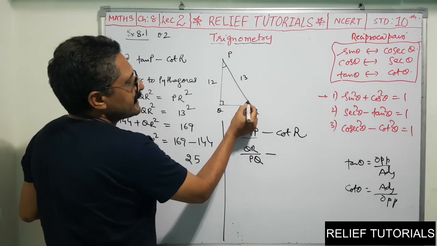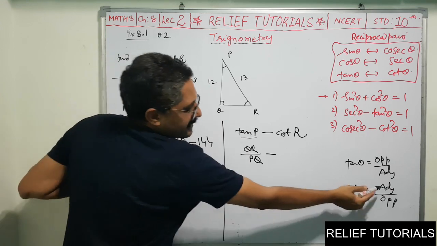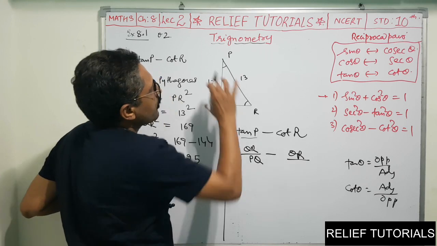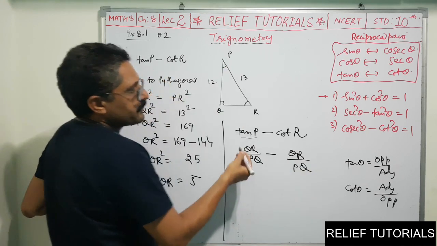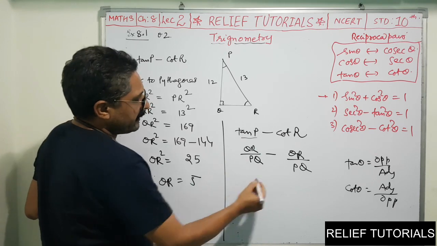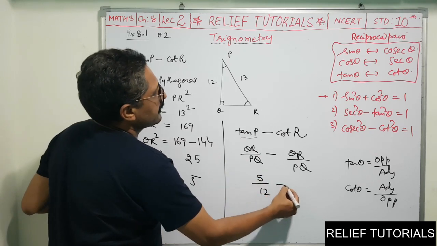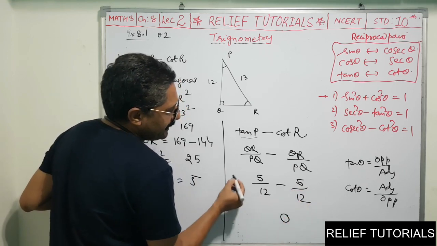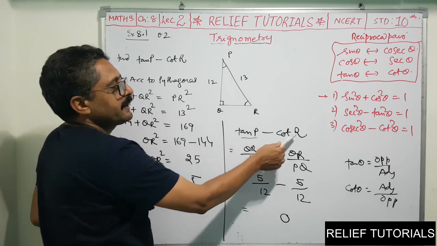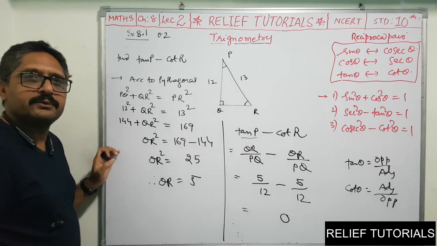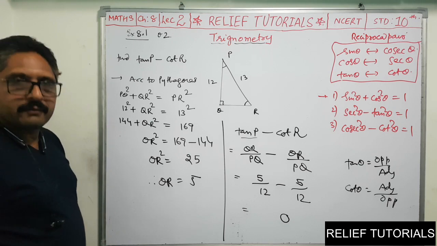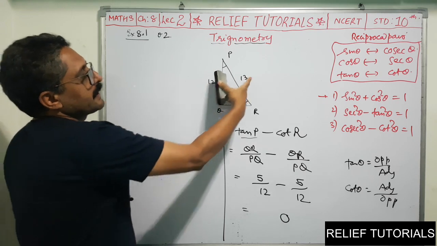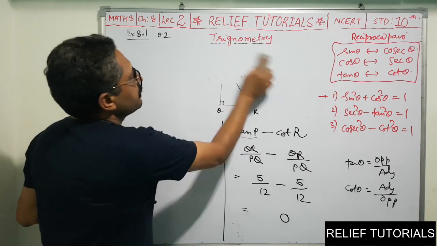So now cot R, you consider this angle R. Now cot is adjacent, which is QR, upon opposite, which is PQ. Substitute the value. How much QR do we have? 5 upon 12 minus, here also 5 upon 12. Two same values are subtracted, so the answer will be 0. So tan P minus cot R is also equal to 0. So this is the second problem of your textbook. Very simple, just apply Pythagoras, find the third side and substitute the value.